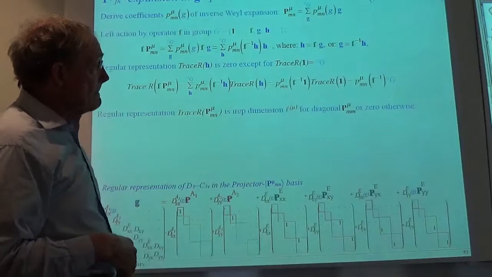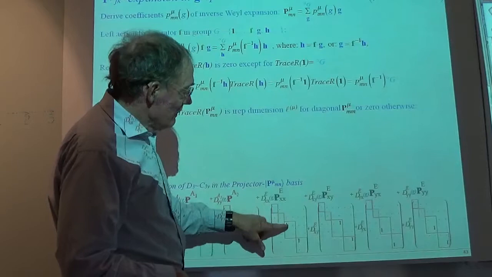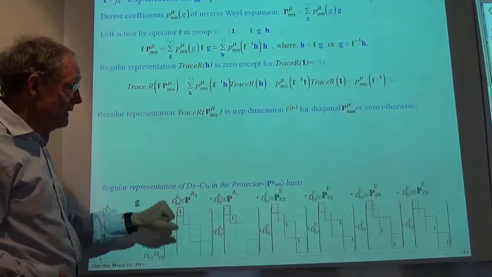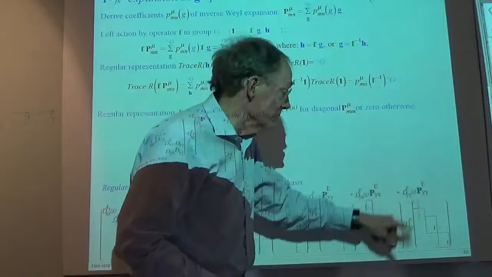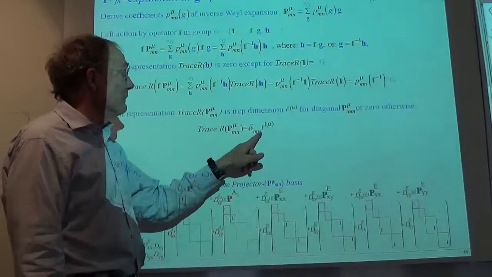And for those, let's take a peek at some of them. We've got P_xx giving us a trace of 2. That's what we got for the E's, okay? This one would just give 1. This one would just give 1. But this guy's doubly degenerate, doubly splitting, so it's giving me 2 every time it gives me anything. That will not give me anything. That will not give me anything. That will give me 2. Okay? So it's the trace of P_mu_mm, and that's simply delta_mn times the dimension of the particular projector.